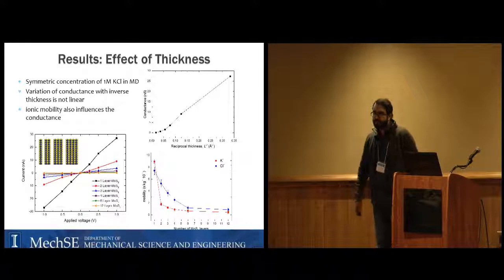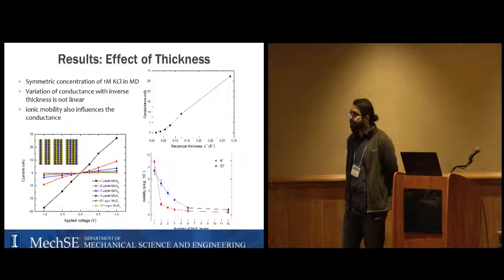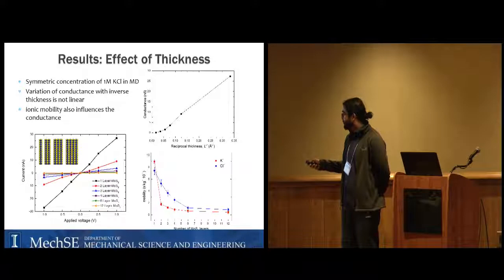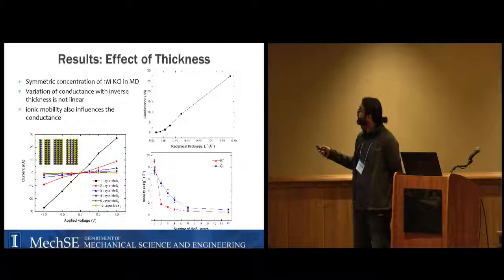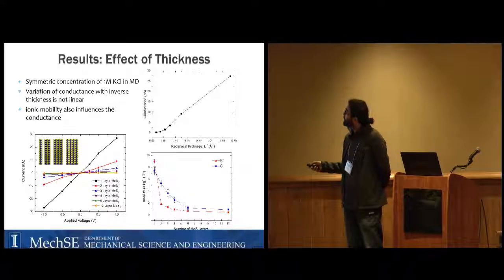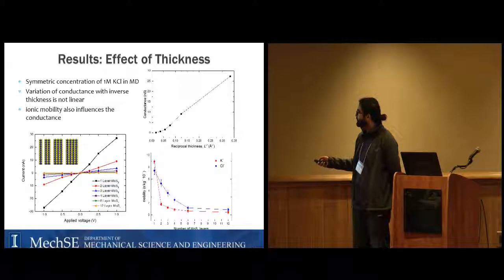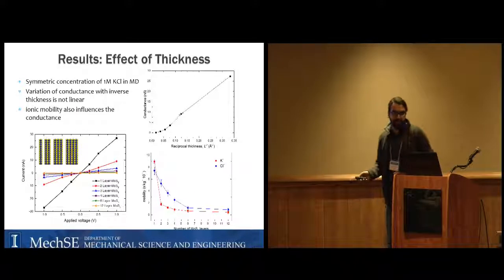Classically, the only thing that we are changing is the length or the thickness of the membrane, so classically speaking, that should behave linearly. But something else is actually playing at this scale, and that is the mobility of the ions. If we look at the mobility of potassium and chloride separately as a function of number of layers, we see a huge reduction as we go from 1 layer to 2 or 3 layers of molybdenum.